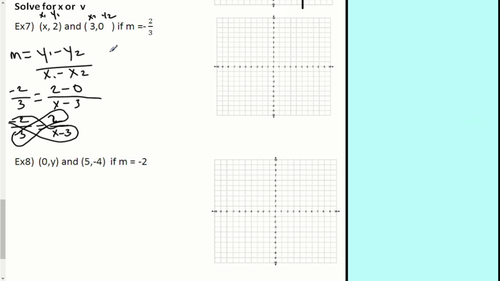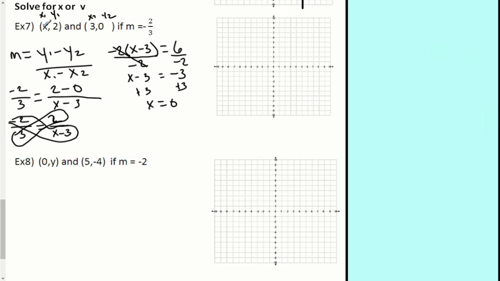You would have negative 2 times x minus 3 is equal to 3 times 2 is 6. Now I could distribute that negative 2 to both things, or I can start off by dividing both sides by negative 2, and that's what I'm going to do, is divide both sides by negative 2. Those cancel. I'm left with x minus 3 equals negative 3. Add 3 to both sides, and I get x equals 0.